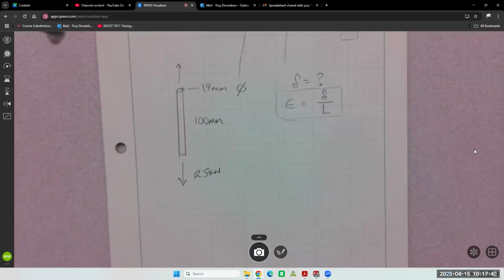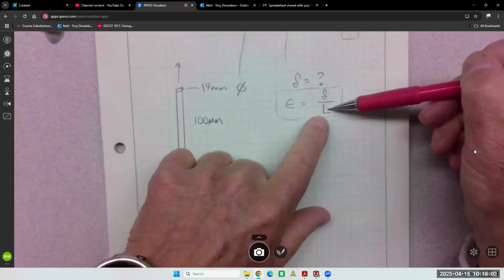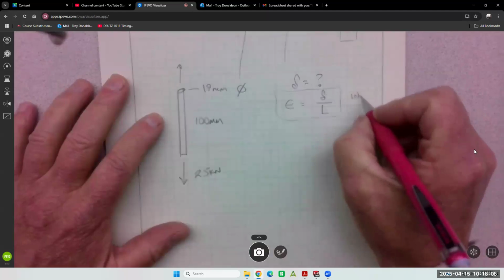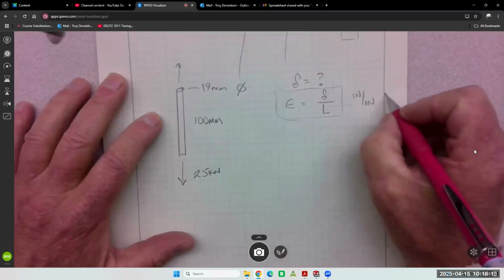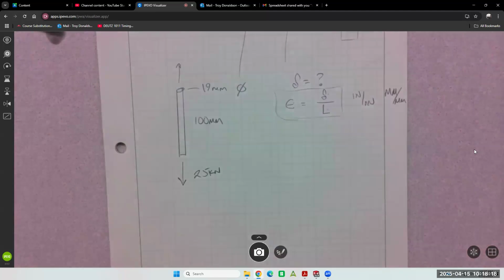Sometimes we know deformation if we have some kind of a gauge or a strain gauge on a bridge. These gauges here are measuring deformation. If we don't have it, then we can't calculate it. We can't do much. But sometimes we have it. If we do have it and we have the original length, we can get strain. And that was a unit of inches per inch, or millimeter per millimeter, right?